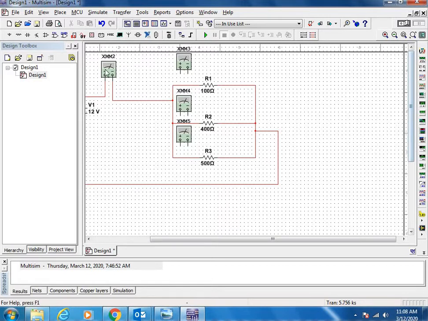Here meter 2 will give you the total current in the circuit. Meter 3 will give you the current in the 100 ohm resistance branch. Meter 4 will give you the current in the 400 ohm resistance branch, and meter 5 will give you the current in the 500 ohm branch. To connect these multimeters, just break the circuit and make the connections again.